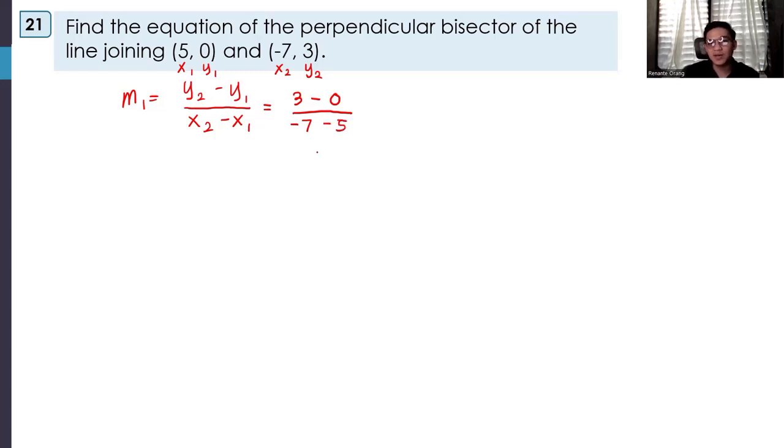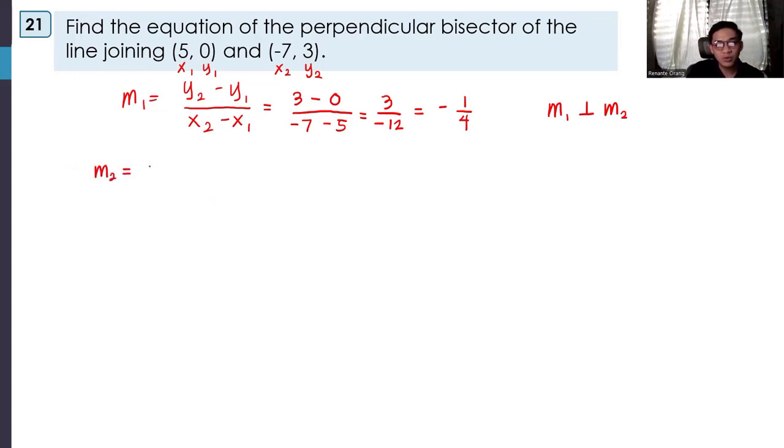And then, let's calculate this one. We have 3 divided by negative 7 minus 5 is negative 12. Simplify natin, 3 divided by 12, pwede siyang maging negative 1 over 4. So next, transform natin to. Sabi niya perpendicular bisector. So take note that our M1 is perpendicular with our M2. So yung formula natin dito in transforming, M2 is equivalent to negative 1 divided by M1.